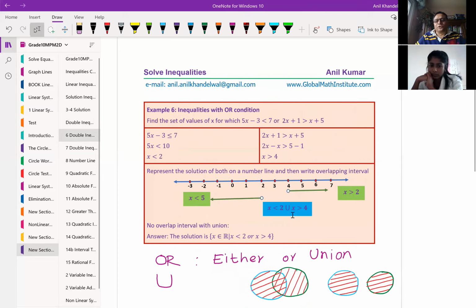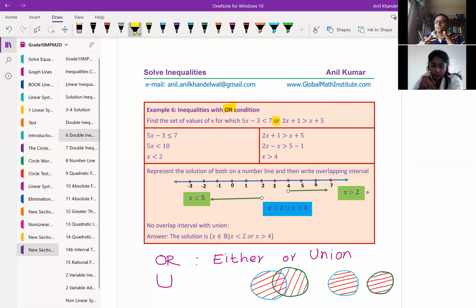Now here is another one for you. This is with OR condition, okay? So Amy, can you please read this particular question for me? Example 6, inequalities with OR condition. Find the set of values of x for which 5x minus 3 is less than 7, or 2x plus 1 is greater than x plus 5.